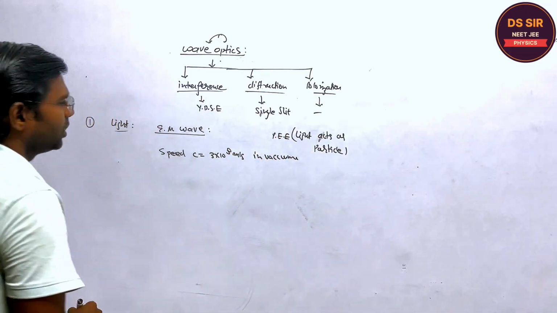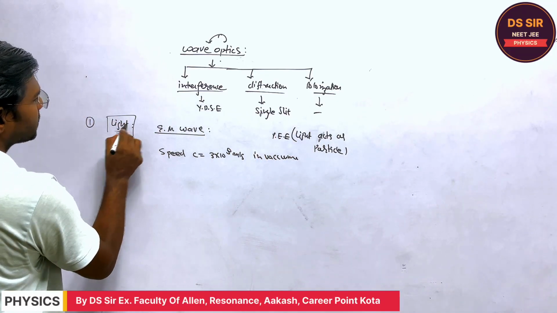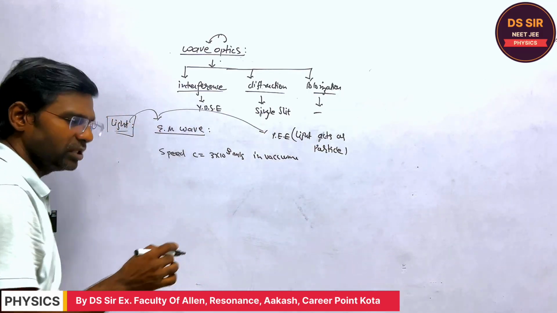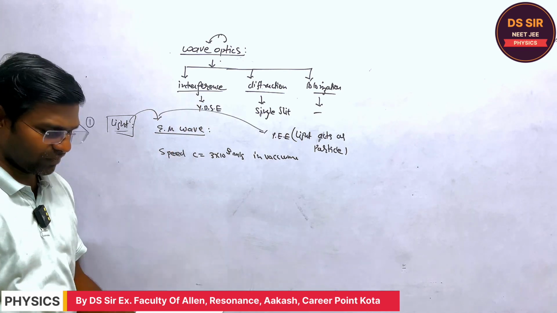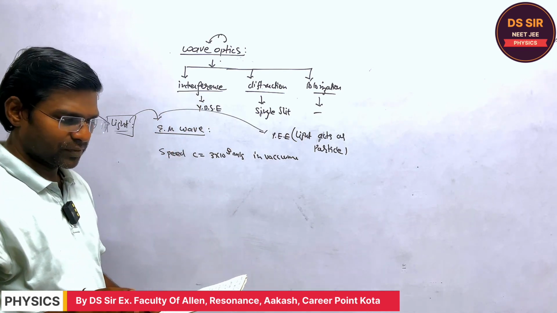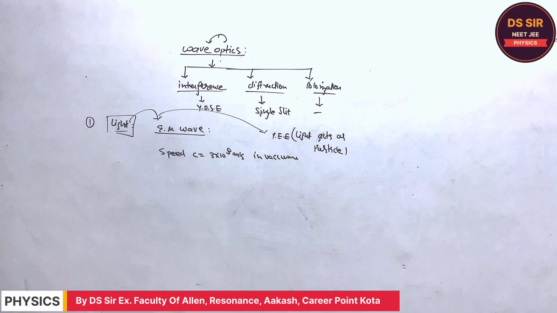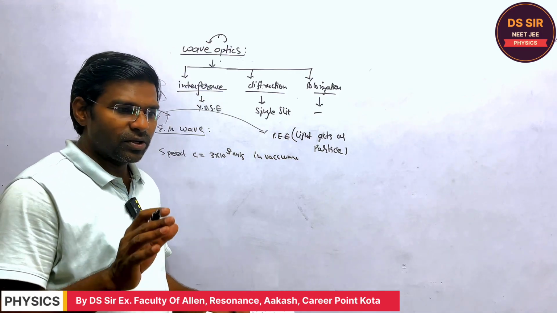In vacuum. So although light has a dual nature, sometimes it acts as a wave, sometimes it acts as a particle. In this chapter we will consider the light as acting as a wave. Is it clear or not? Right? That is the thing. Okay. So the light is a wave.